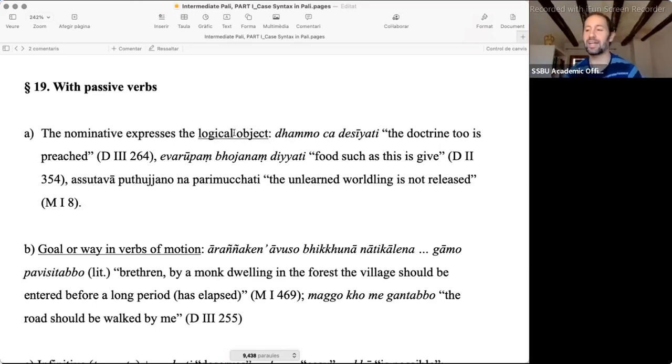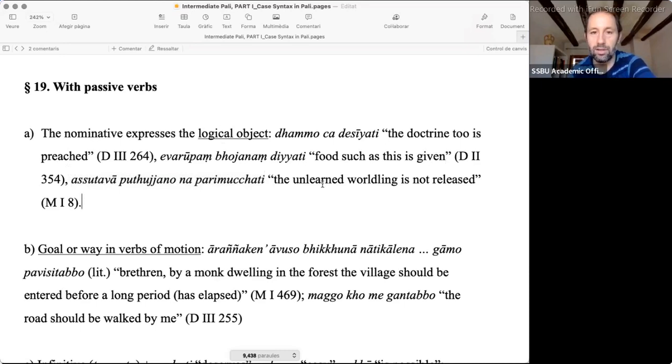That is the difference between what is grammatical and what is logical. Logical means in reality. In reality, the book is destroyed by me. The book is the object of the action of destroying. Dhammo desiyati, the Dhamma is the object of the action of teaching. Evarupam bhojanam diyati, such food is given. Food such as this is given. Sorry about the typo. Given. Or another one, asutava putujjano na parimucchati. The unlearned worldling is not released. So the asutava putujjano here is the subject of the sentence, but it's the logical object. So no one is releasing him, or the mind is not releasing him, or the suffering is not releasing him, something like this. Yeah.